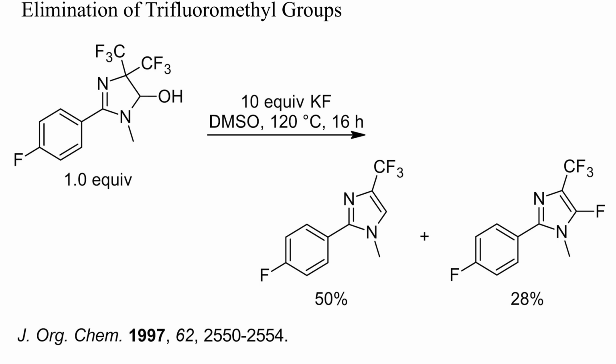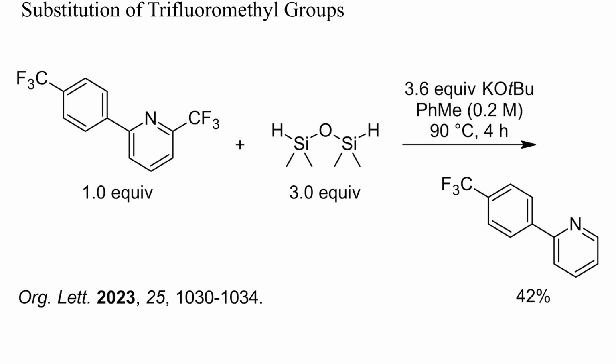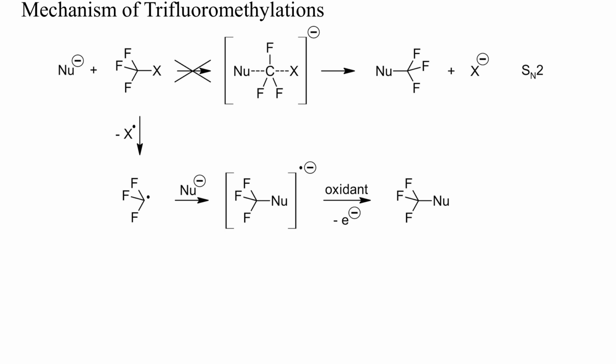In this example, a bis(trifluoromethyl)imidazole was aromatized by heating with potassium fluoride in DMSO. Leaving groups in positions 2 and 4 of pyridines are easy to displace, and, as shown here, trifluoromethyl groups at these positions can also be substituted, for instance by hydride. Some words about the mechanism of trifluoromethylations.